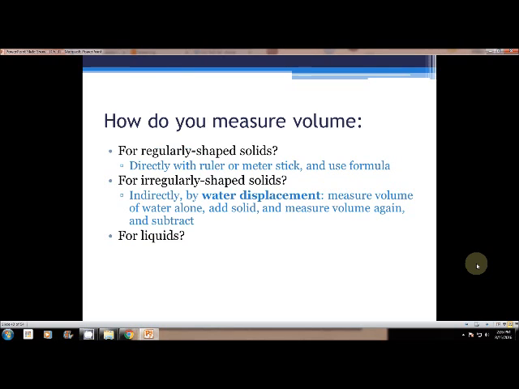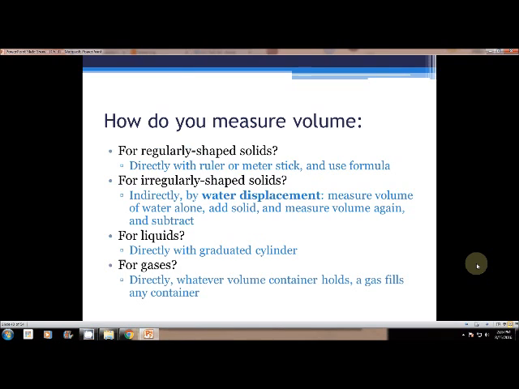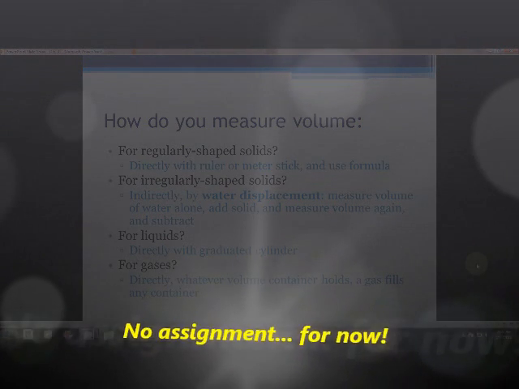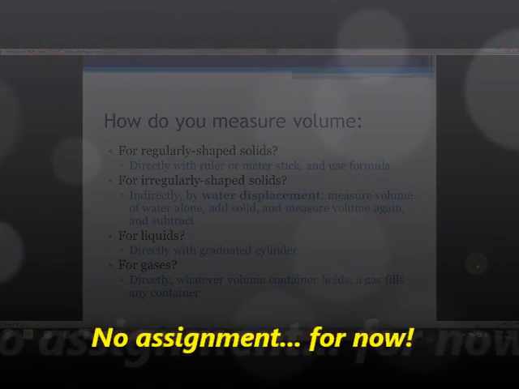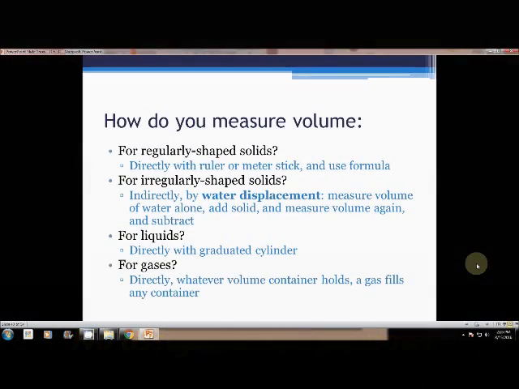For liquids, how do we measure that volume? We do it directly, because we just read whatever the graduated cylinder says when we pour the liquid in. And then for gases, that is directly too, because whatever the volume of the container that contains the gas is, we assume that is the volume of the gas, because we know that a gas fills the container. That's all we've got. We're going to use this information in our density lab, so make sure you have your notes handy for that lab.